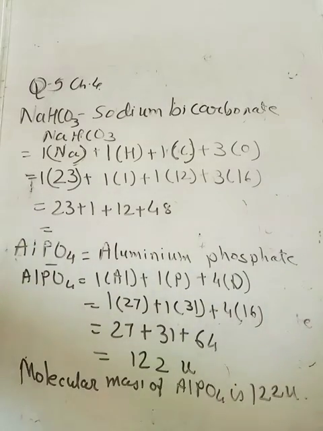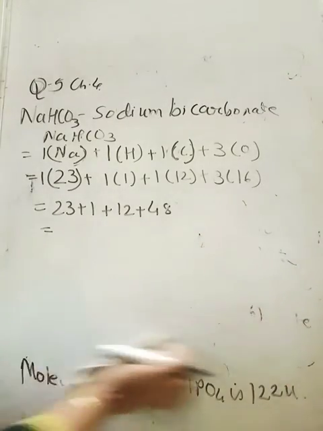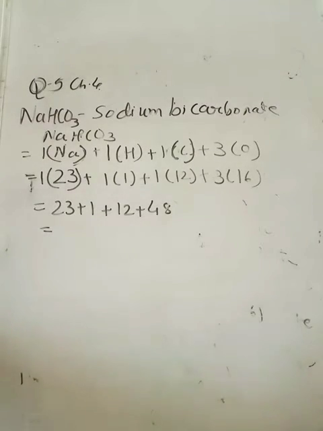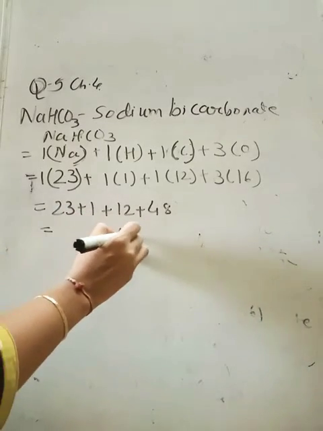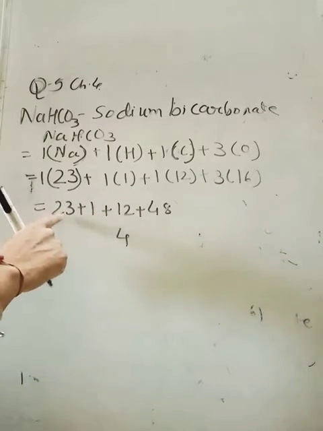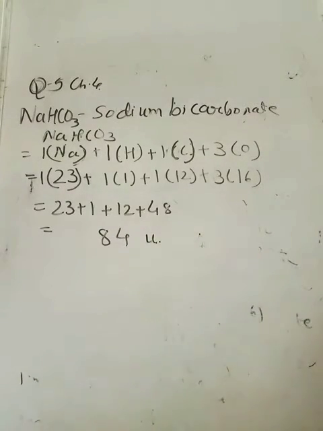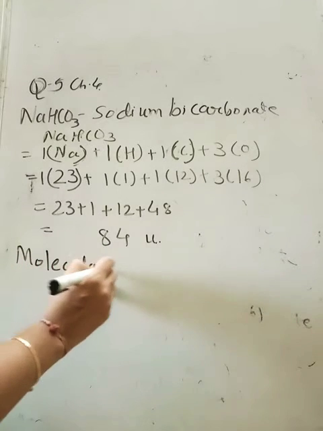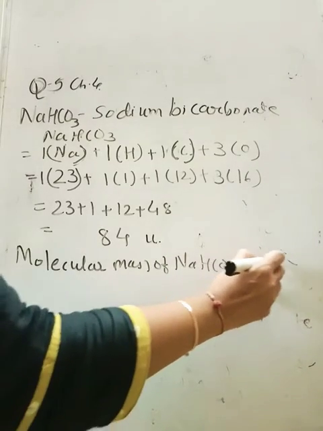Alright, now do the addition. So what you will have, 8 plus 2 is 10, 10 plus 1 is 11, 11 plus 3 is 14, carry 1, so 1 plus 4 is 5, 6, 7, 8, 84 Dalton. So 84 Dalton is the molecular mass. So the molecular mass of sodium bicarbonate is 84 Dalton.